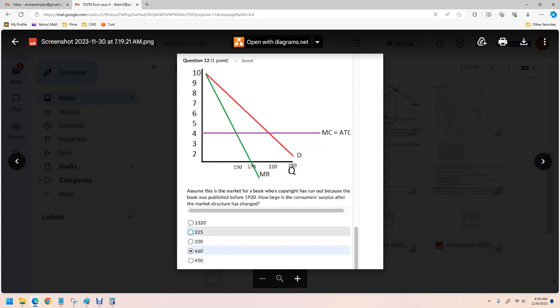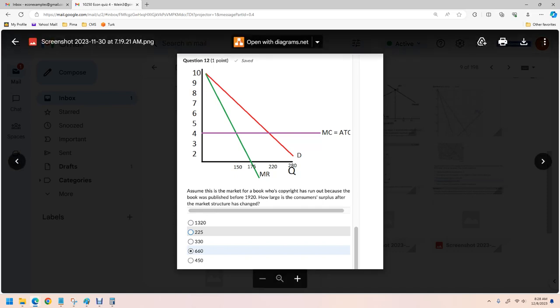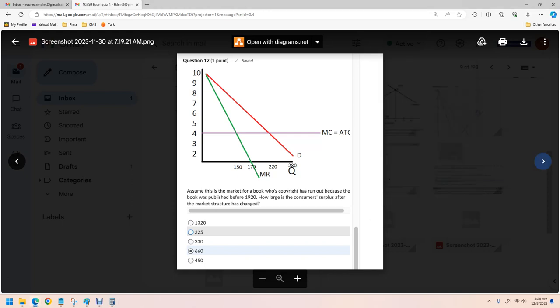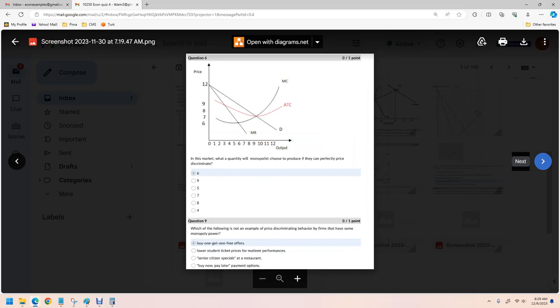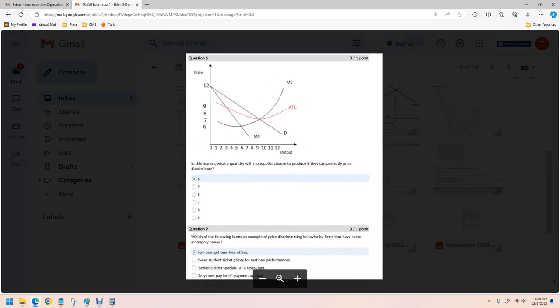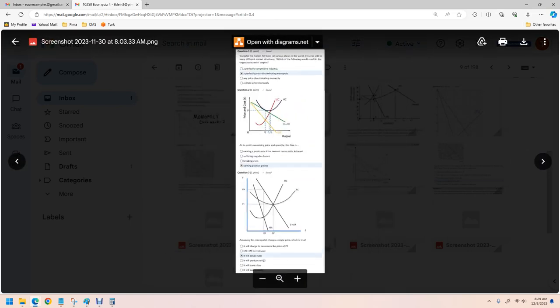It's asking about consumer surplus. That's how I did the quantity. So consumer surplus can be down to here and then up to there. This thing got moved a little bit, that's kind of weird. Anyway, 10 down to 2, down to 4. So that's 6. 6 times 220, half of that, 660. You got it right. A lot of these you're getting right, so that's good. Perfectly price discriminate, already answered that question. Already did that one.